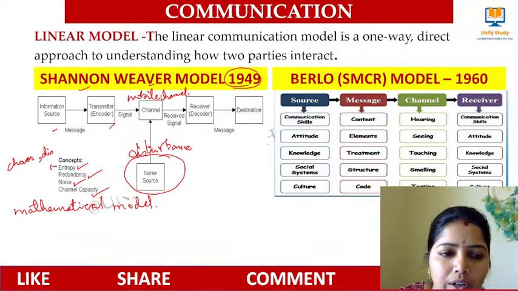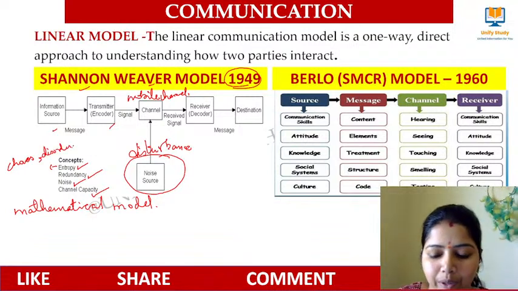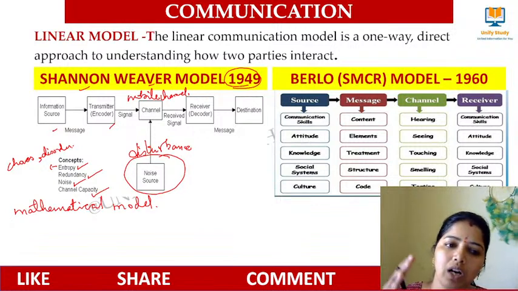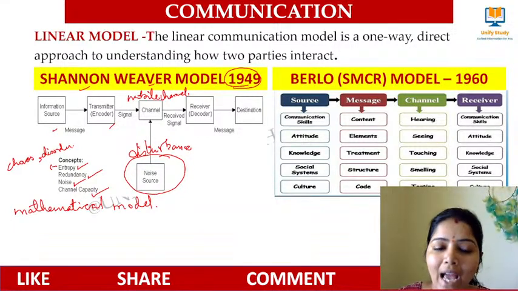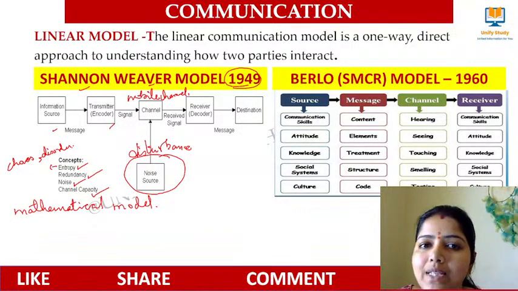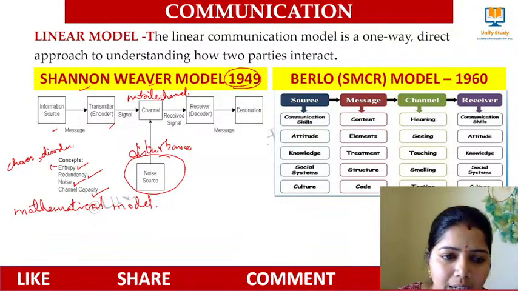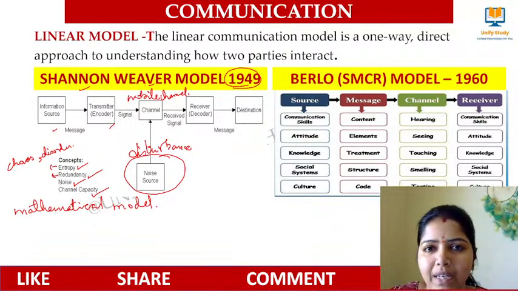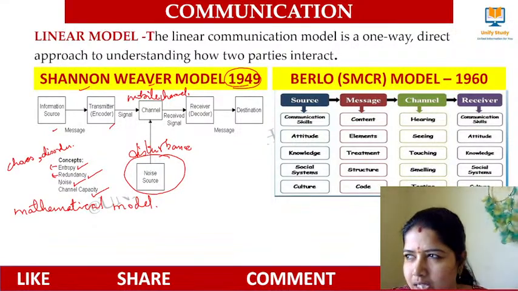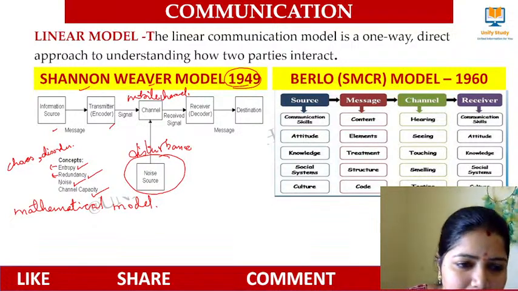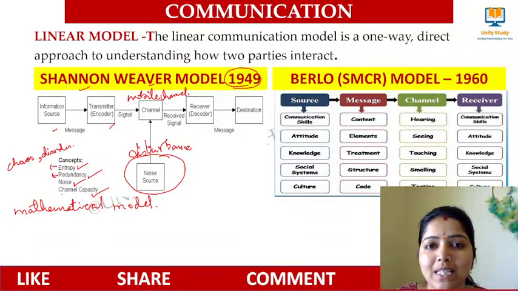Chaos or disorder, we call it as what? Entropy. We call it as chaos. Chaos means confusion, a kind of disorder which happens. We call it entropy. What do you mean by redundancy? Repeating things again and again, repeating the same thing. Redundancy will be there. Noise, some external sounds, external disturbance will be there. That is noise.